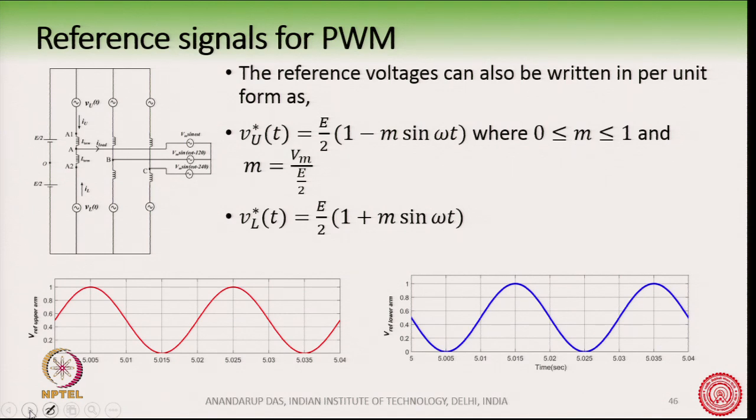So, the reference voltages can also be written in a normalized form. Okay. Or in a per unit form, right. So, you can see here this VU star, I have written it in a normalized form. By taking E by 2 as a common factor, I can write it like this, where M is defined as the modulation index. Okay. So, M is defined here as the modulation index, and it can vary between 0 and 1, and M is defined as the peak of the Vm divided by E by 2. Okay.